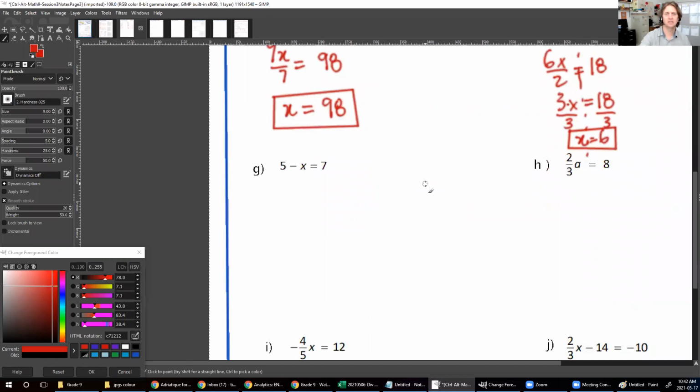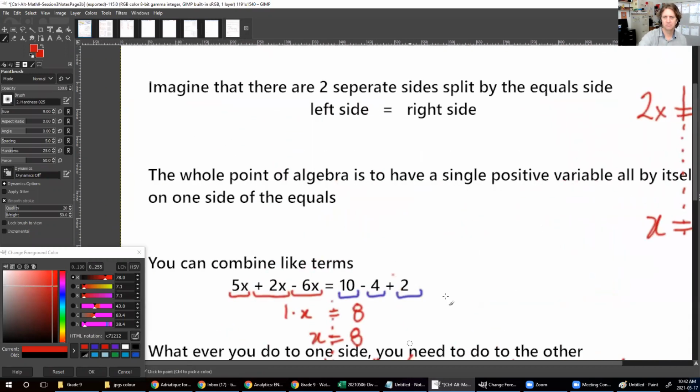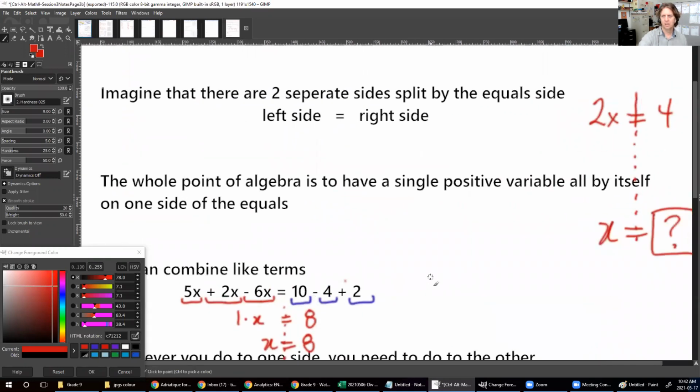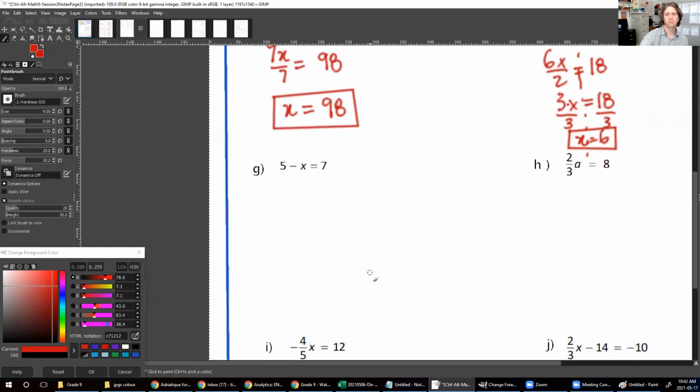Now, I just want to go through here just for a second. Okay, I want to go back to this point. The whole point of algebra is to have a single positive variable all by itself on one side of the equals. Does it matter which side? No, it doesn't. So here, I'm going to do this 2 ways as well.